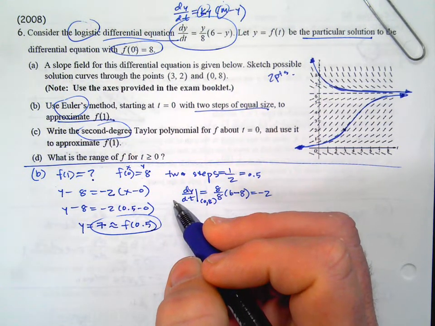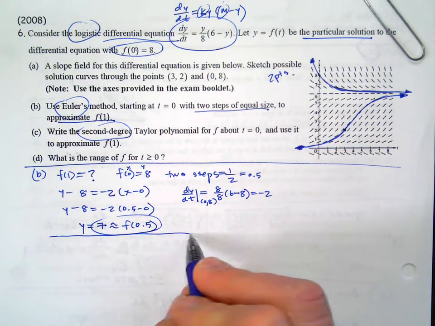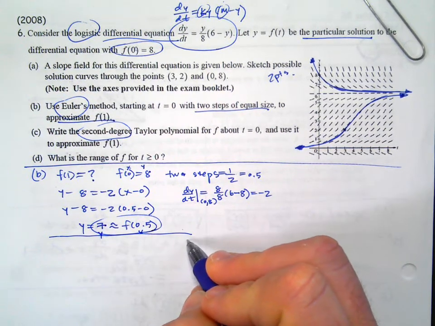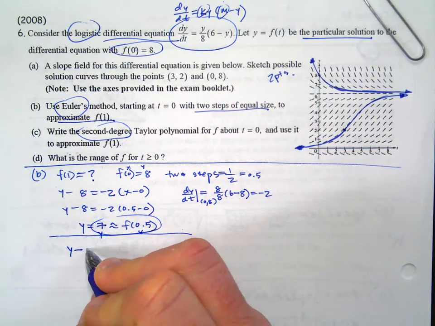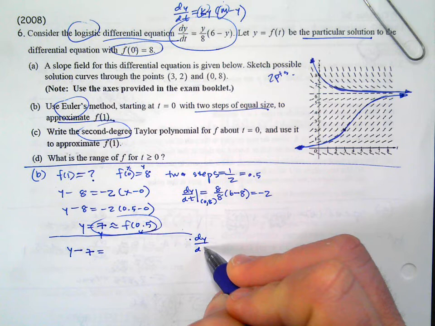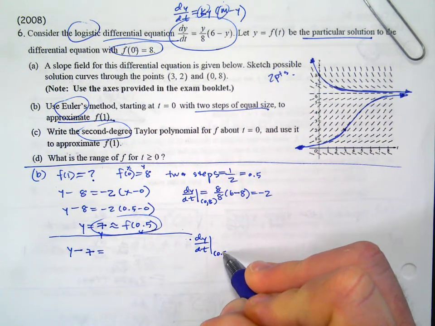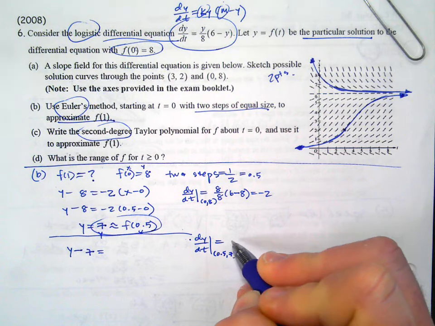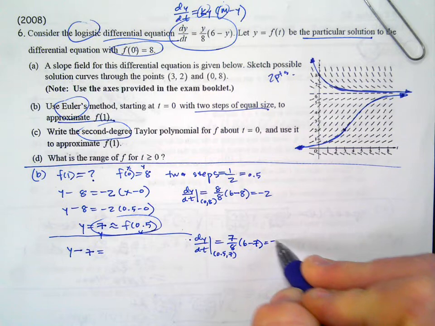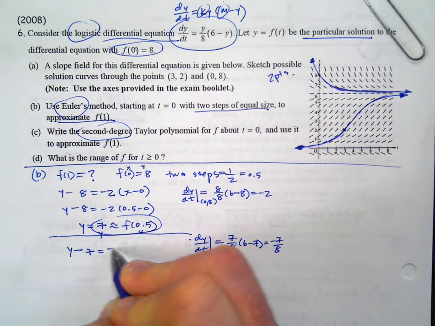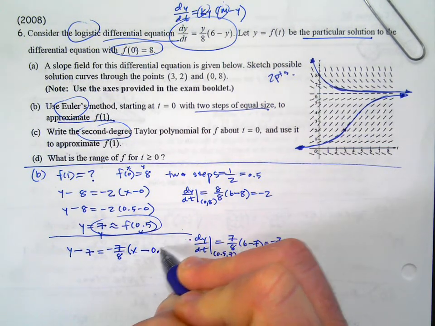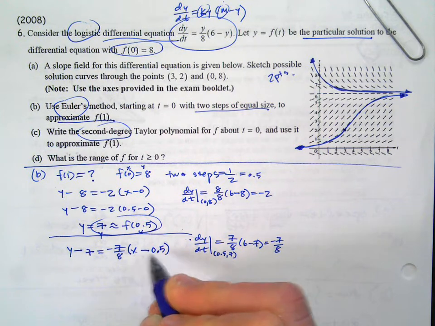Your next step is we're going to make another tangent line. And we're going to use this point as our x, y. So we're going to do y minus 7 equals, and we have to find the slope. So it's going to be dy/dt at (0.5, 7). And so that's going to be 7 over 8, 6 minus 7 is going to equal negative 7/8. So negative 7/8, times x minus the previous x coordinate that we're using to write this line. So there's your equation of your tangent line.